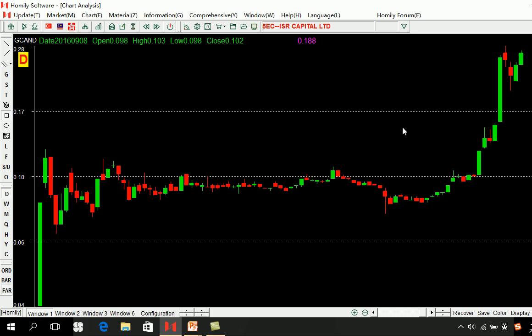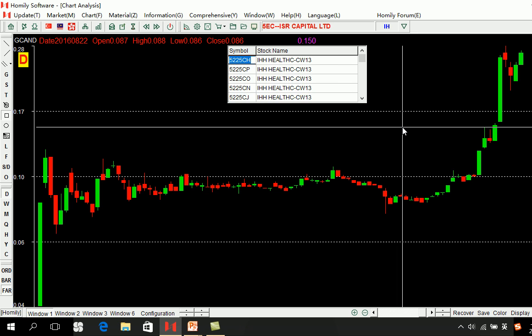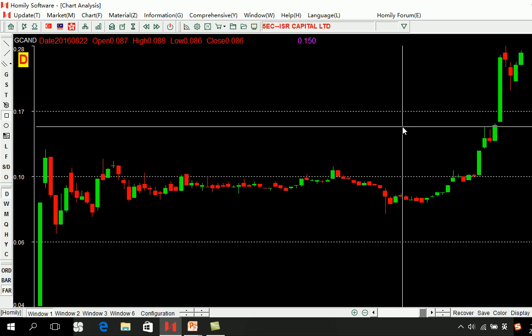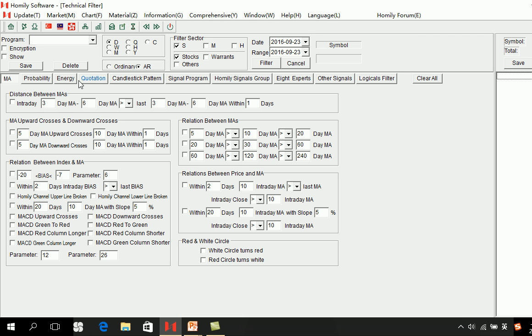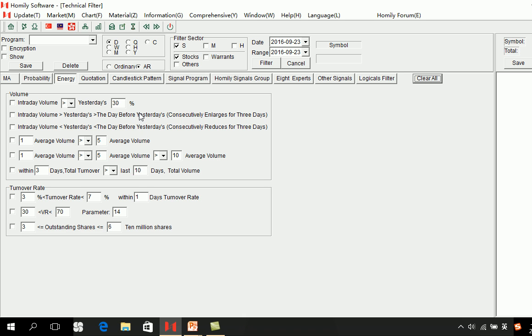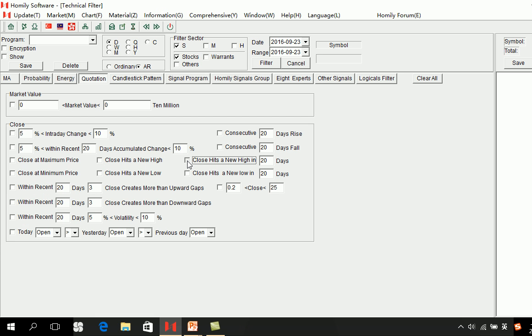Then we can see some stocks. I can use this method to filter again. Firstly, you can use the technical filter and click energy. This filter method is called breakout. The intraday volume is more than yesterday's 100, and the next condition is that the closing price hits a new high in 20 days. Then we can filter. Let's see whether we can filter some stocks or not.